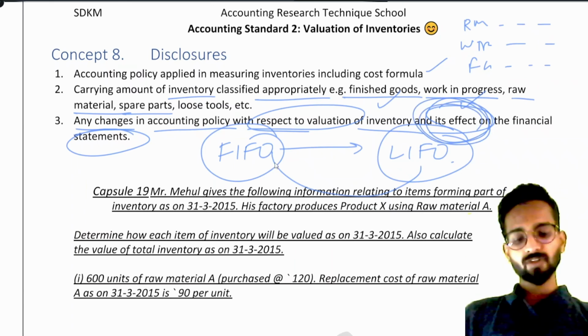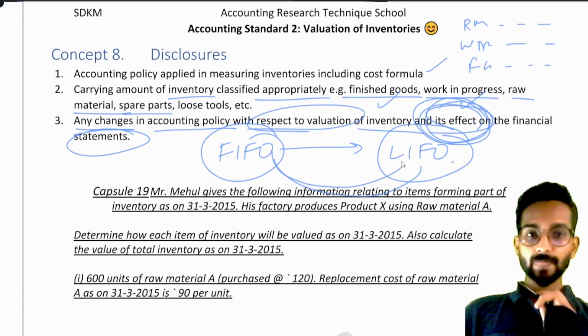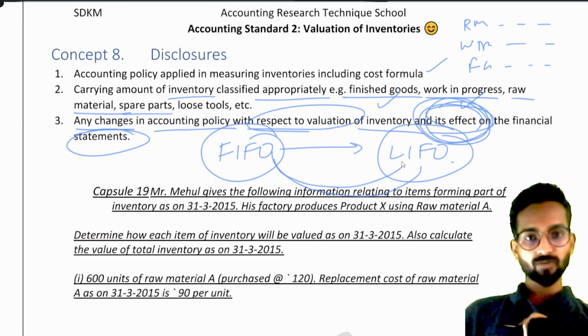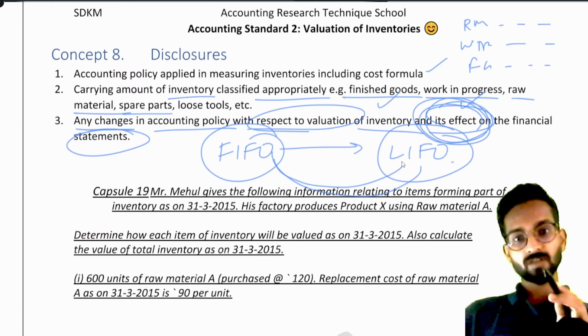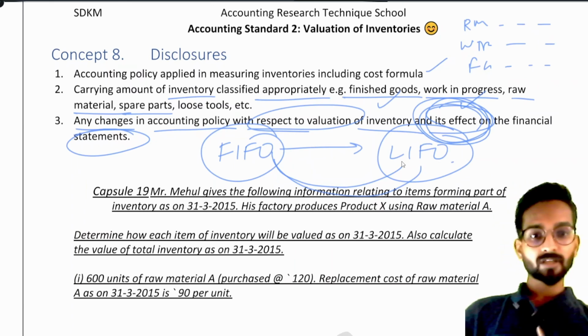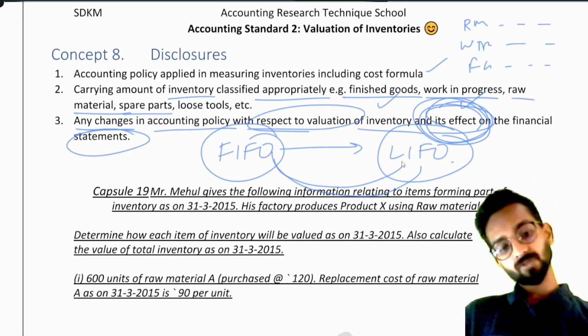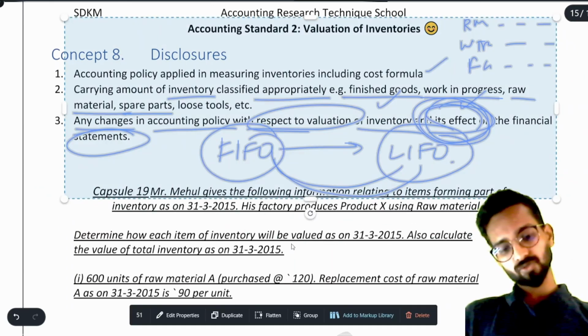Because see, when you are changing method from FIFO to LIFO, the value of closing inventory will change. That will change my gross profit in trading account. That will also change the total of my balance sheet, and that will also change the liquidity position. If you remember, we used to calculate liquidity ratios in our childhood, current ratio, quick ratio, all those things. Correct? So that will affect that also, because inventory is part of current assets. So we are supposed to disclose those facts.